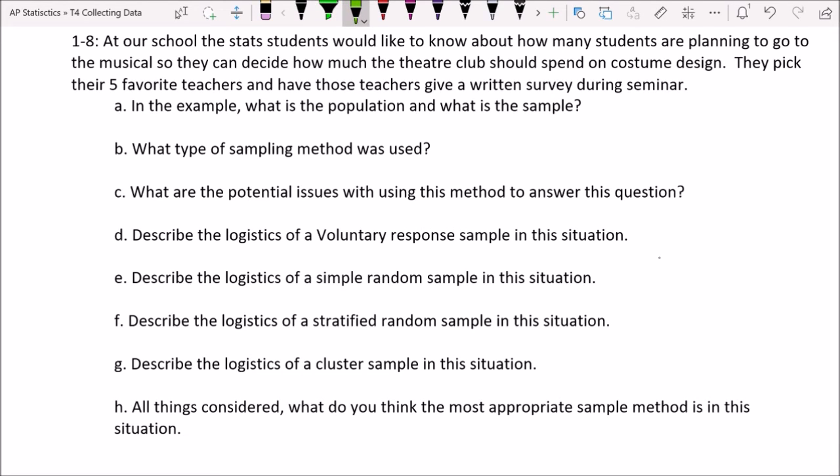Okay, so the population is the group that you want to know about. They want to know about how many students. Now, they didn't specify, but it seems like they're saying students in the school. So the population is students at school. At our school. And what is the sample? The sample is where we got the data from. So it comes from the five favorite teachers and they gave a survey. So it would be the students in the five teachers' classes.